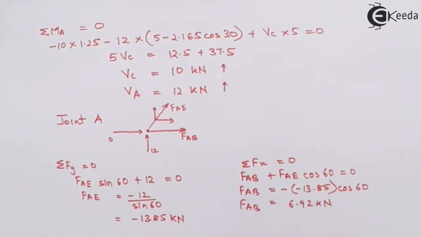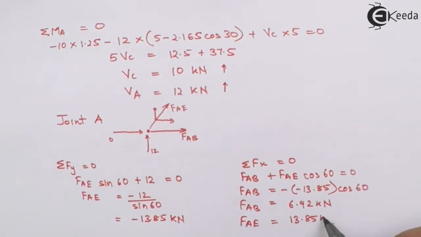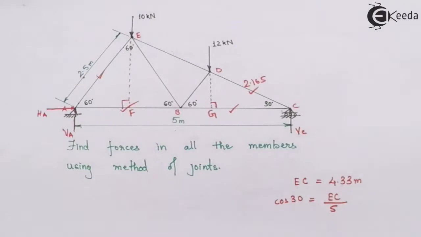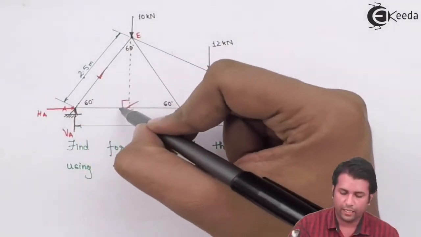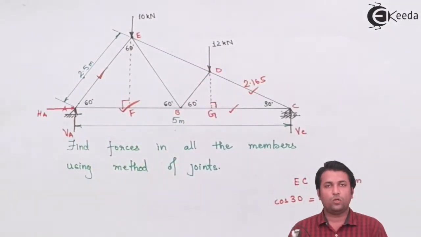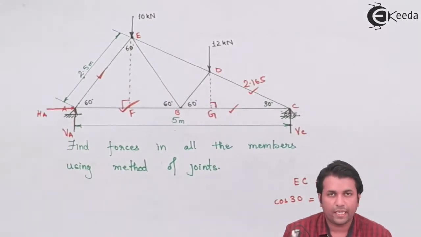So I got the force in the member AB as 6.92 kilonewtons and that is a tensile force. Now once I have done that, that means I have got the force in the members AE and AB. Now I can move on to the next joint, say joint C.